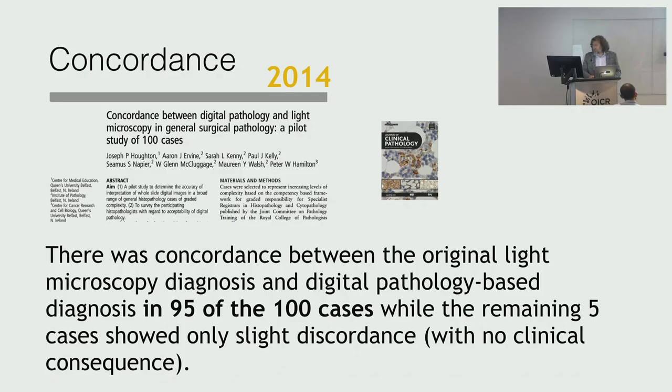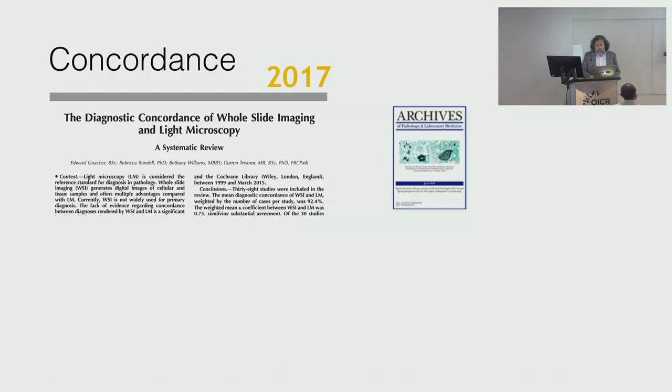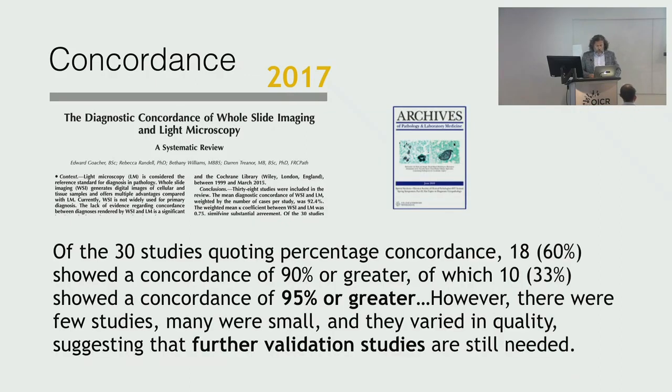This is the type of study that people do to make sure of the most important thing: would the diagnosis be the same? If anything else is different, it doesn't matter. If we can make sure that the diagnosis is the same, then we should be okay. Another paper from 2017 looked at 30 studies quoting percentage concordances of 95% or greater. In 95% of the cases, digital pathology gives you the same diagnosis as the microscopy.